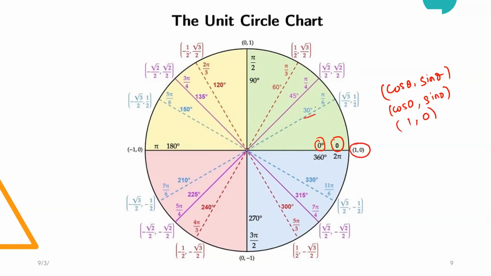Similarly, when we substitute theta equal to 30 degree, in radians it is pi by 6. So let us write it as cos pi by 6 and sine pi by 6. So cos 30 degree is nothing but root 3 by 2 and sine 30 degree is nothing but 1 by 2. So similarly, when we substitute these radians or these degrees, we will get the coordinates.